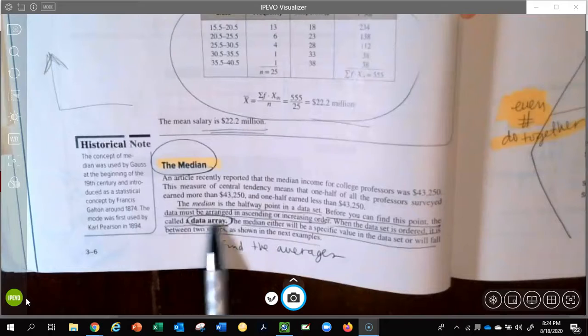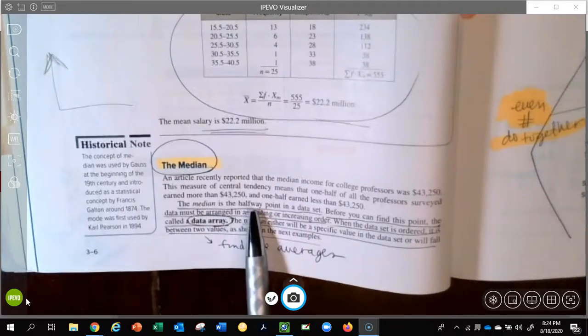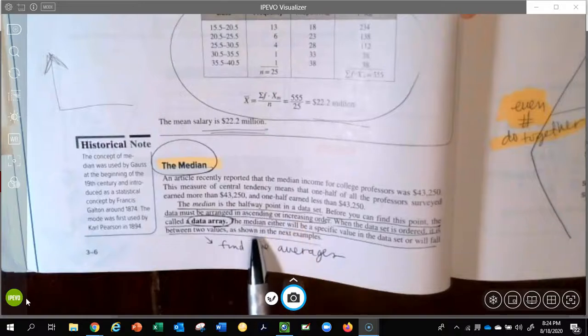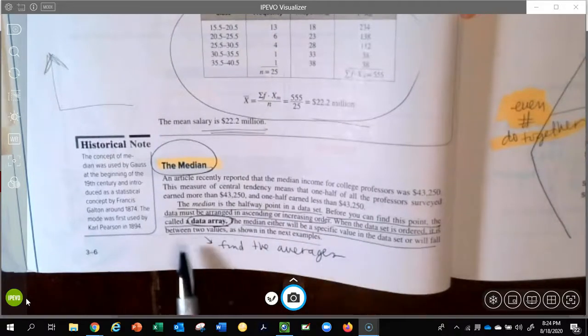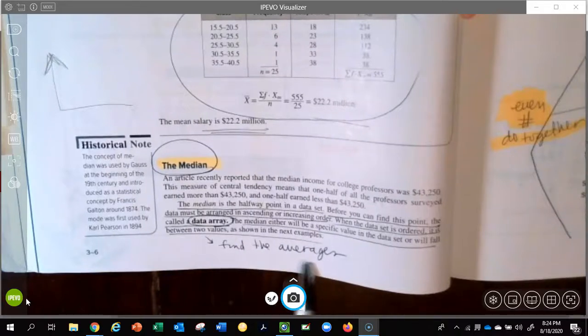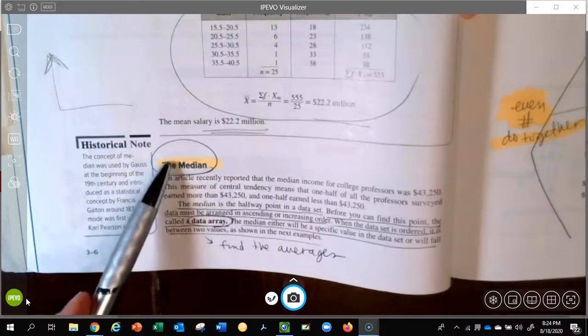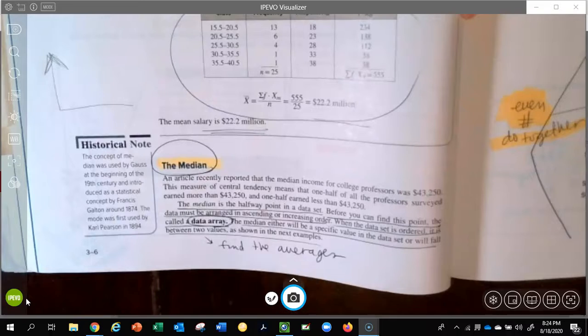I'll never ask you for that. I need you to know what a median is. I need you to know that it's halfway, and I need you to know that you line them up. And the median either will be a specific value or it will fall between two values, and you're going to have to find an average. And maybe this is where it confuses people, that in the middle of a median, we're doing an average. So I'm going to show you on my fingers.